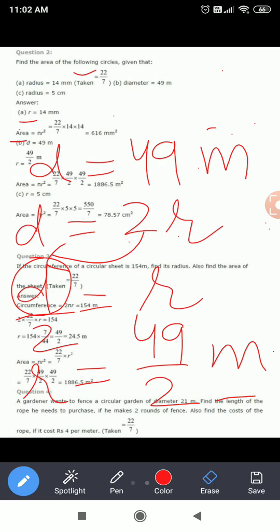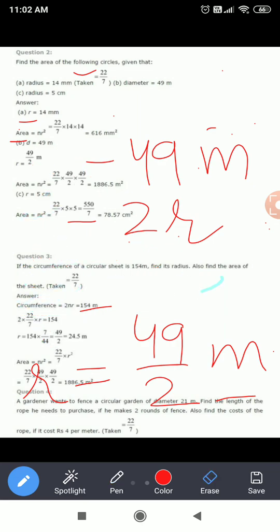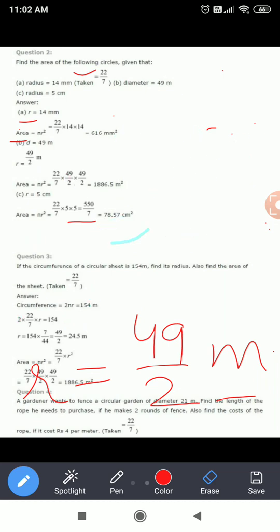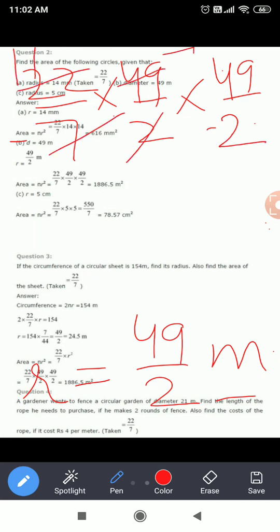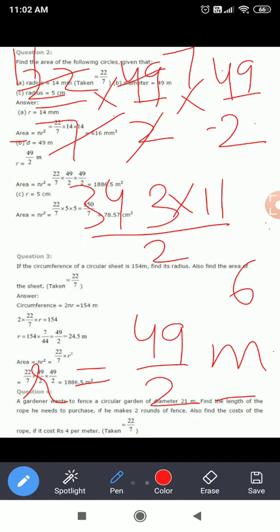Now we have to put the value in the pi r square formula to get the area of the given circle. So pi into r, that is pi r square. So 2 11s are 22, 7 7s are 49. 7 9s are 63. 343 into 11 upon 2.